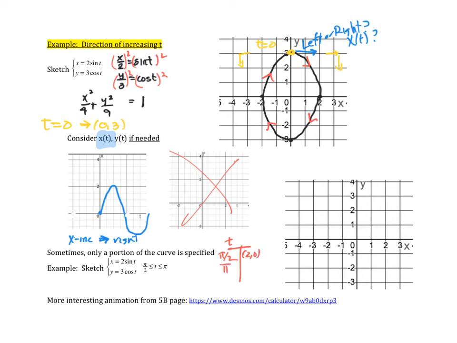And when I put in pi, sine of pi is 0, cosine is negative 1. So 0, negative 3. So it's actually going to be just 2, 0 to 0, negative 3, just this portion right here. Still draw the direction of increasing t, and maybe label t equals pi over 2, t equals pi. So that's how we look at just a portion of a curve.